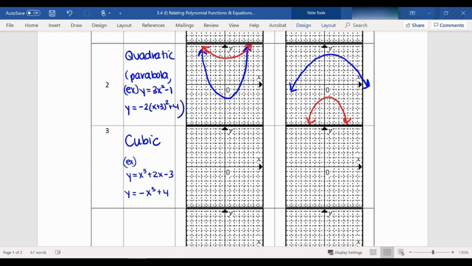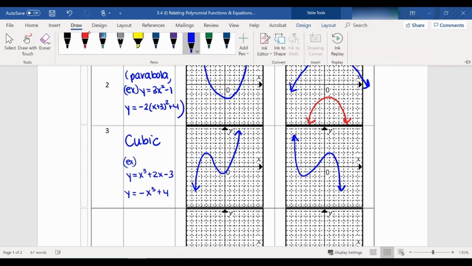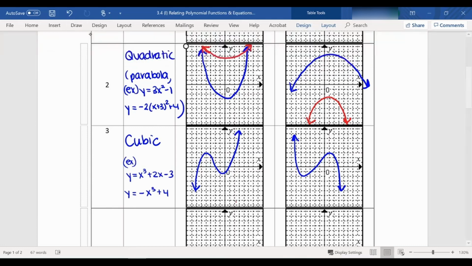Okay. So a cubic might look something like this if you have a positive leading coefficient, and something like this if you have a negative leading coefficient. Now, these are very strong examples of cubics. There are some where the bumps are much, much more subtle. So something like this is also a cubic. And the reason is it's clearly not a straight line. It is not a linear function.